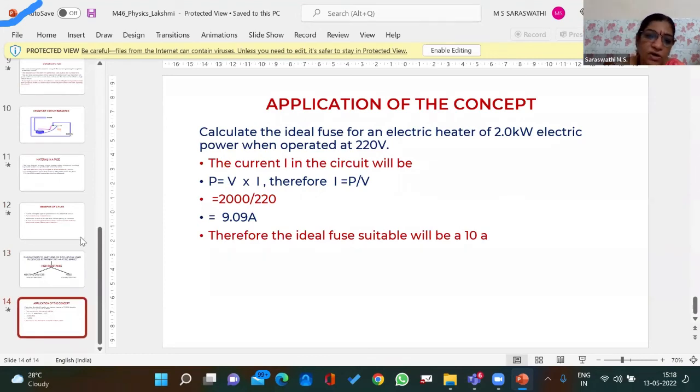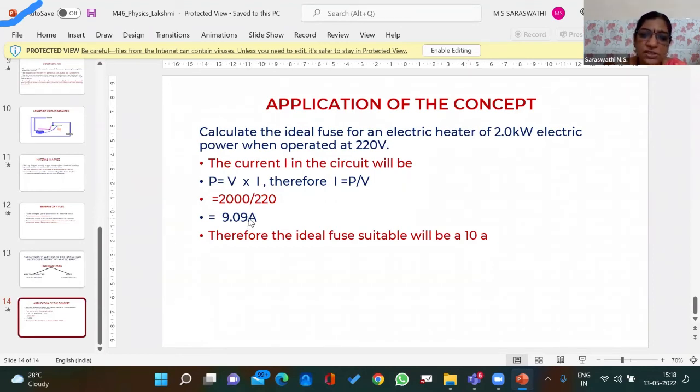So application of the concept. Calculate the ideal fuse for an electric heater of 2 kilowatt electric power when operated at 220 volts. So P is equal to VI, I is equal to P by V. So 2 kilowatt can be converted to 2000 watts by 220, which gives you 9.9 amps. So what should be the ideal fuse suitable for such a current? 10 amps, slightly more than the current that is flowing in the circuit.